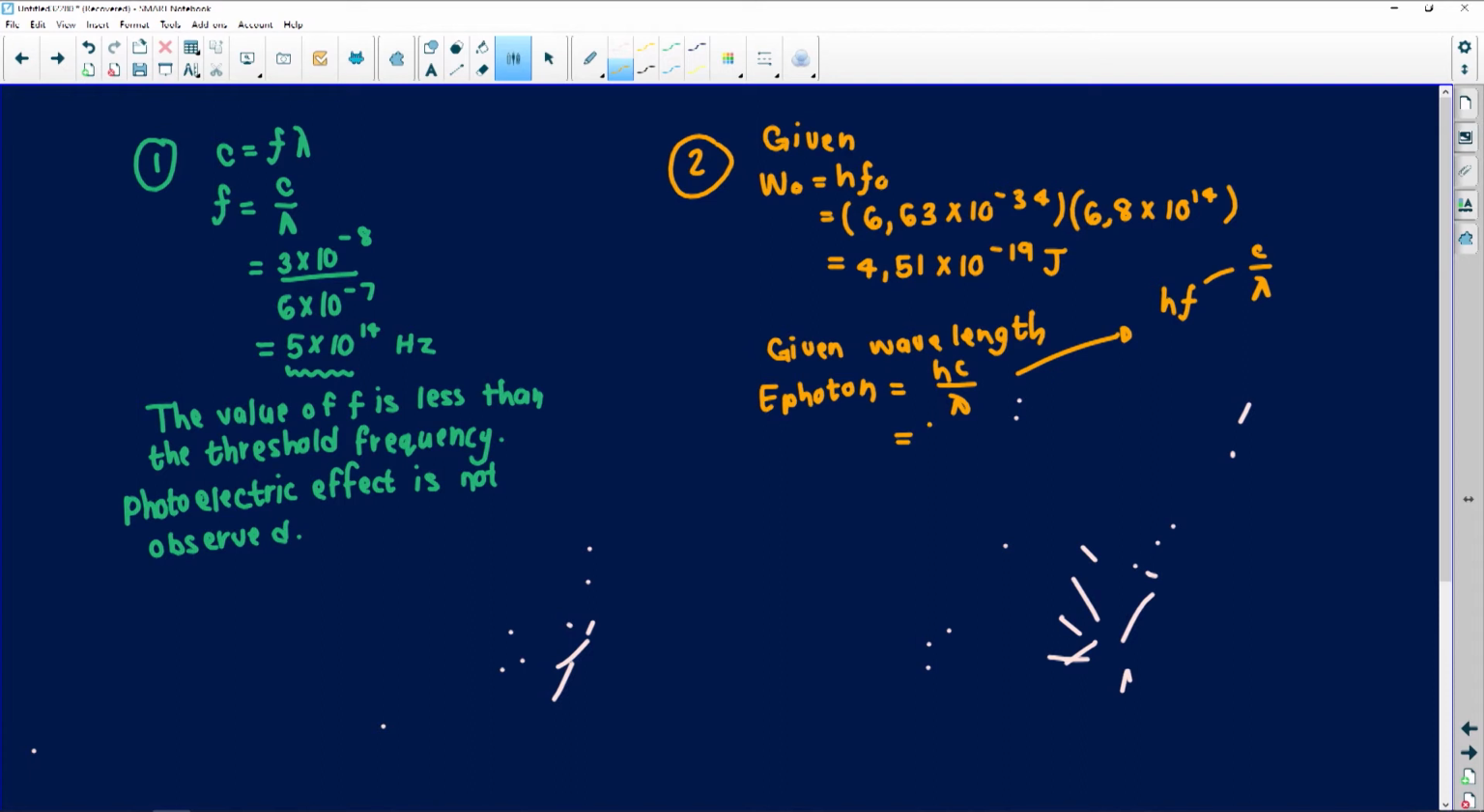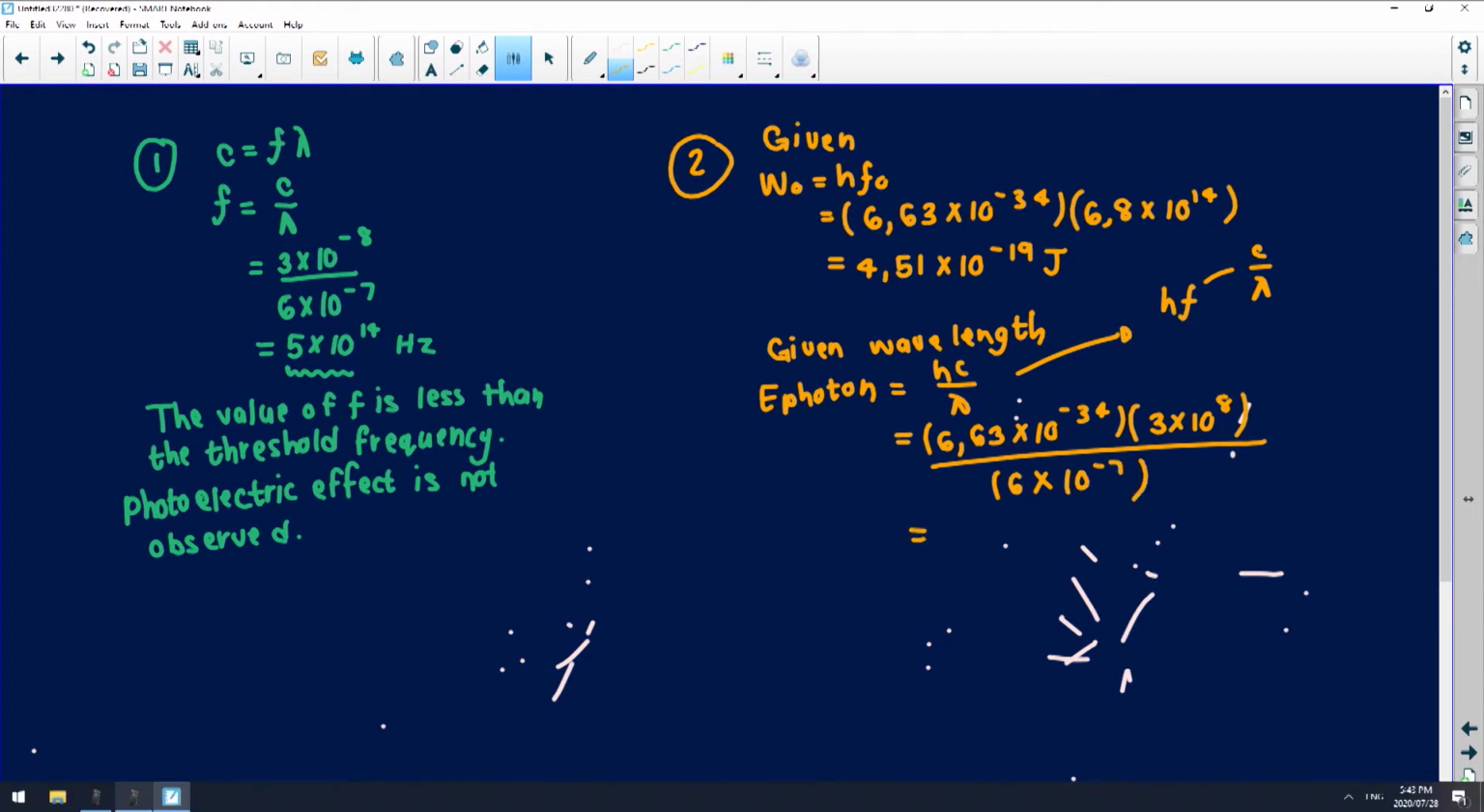And then h is a constant, which is 6.63 times 10 to the negative 34. My c is the speed of light, and it's a constant, which is 3 times 10 to the exponent 8. And the lambda that I'm given is 6 times 10 to the exponent negative 7 for this light that we are given.